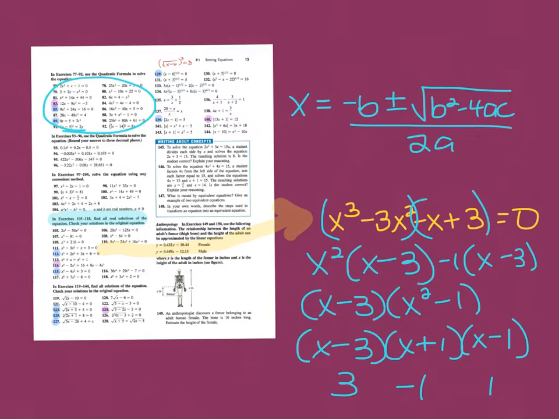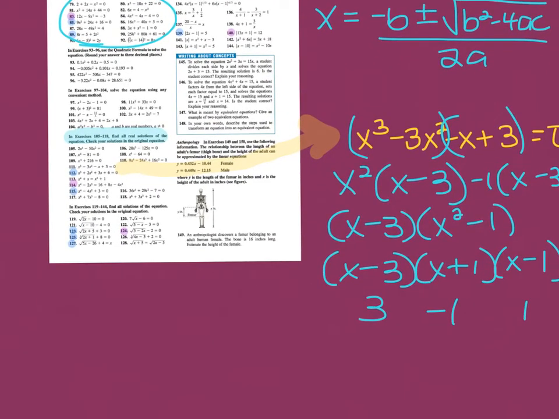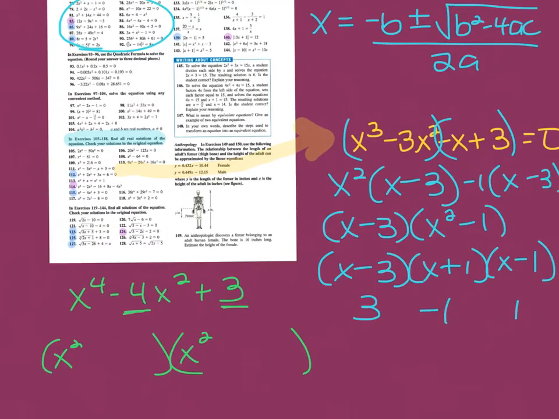Again, group your terms. For 114, I'd combine my like terms first. And then 115 is factoring. So x to the 4th minus 4x squared plus 3. You're factoring for the factors of the last term that sum to the middle, but instead of the first terms both being x, these are x squared. But then everything else is the same after that.